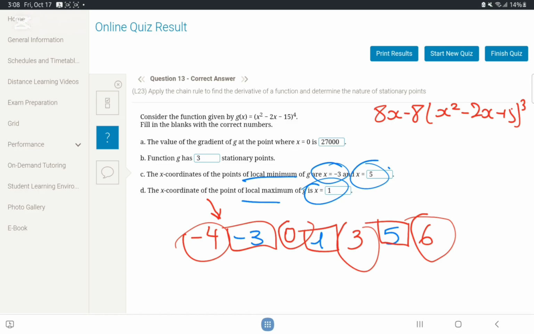So if this will be a decrease, then obviously this will be an increase, then followed by a decrease, then followed by an increase, for there to be no saddle points. So you basically do the opposite one after the other. So you will have a minimum at -3, a maximum at 1, and then a minimum at 5.